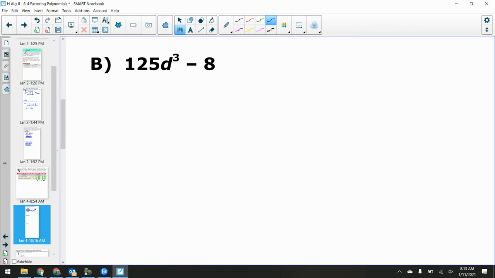Let's take a look at this one. 125 d to the third minus 8. Okay, I recognize both of those as a set of perfect cubes. 125 is 5 to the third, 8 is 2 to the third, and my power on my d is divisible by 3. So this is a set of cubes, and it's a difference. I don't really care about the sign, though. Could be difference, could be sum, it doesn't matter. So there's no GCF, so I'm just going to write it out. Binomial and a trinomial. Same, opposite, always positive. Minus, plus, plus.